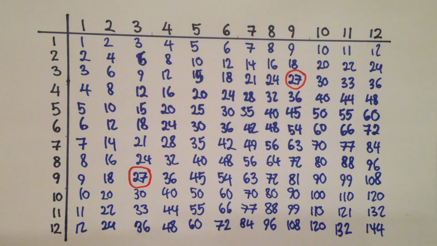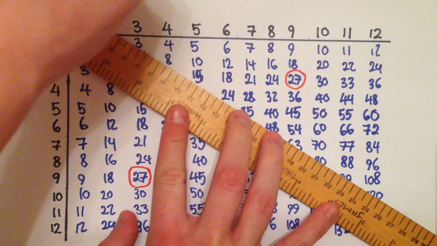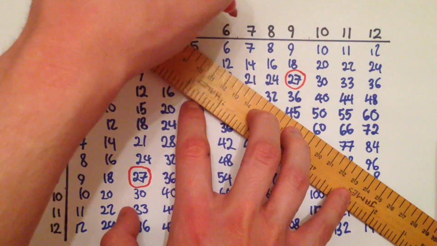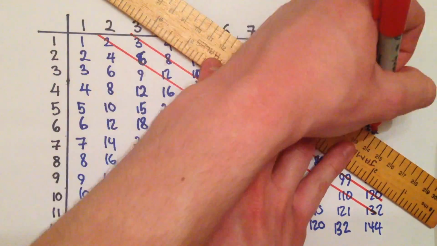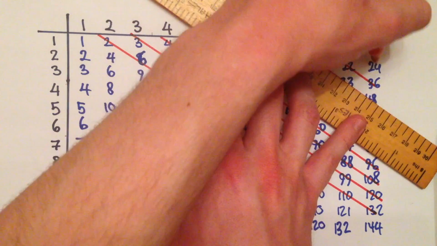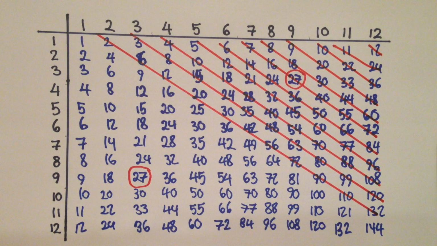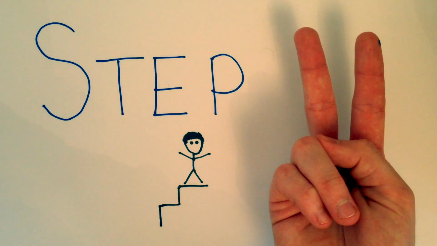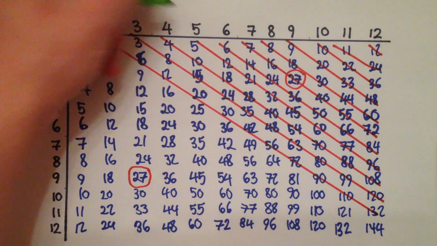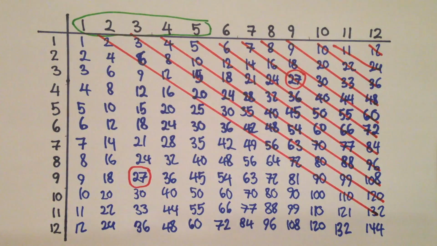And similarly, 3 times by 9 is also 27. It doesn't matter which order you put the numbers in, the answer is still the same. And this is true for all the numbers in the table. As a result, we only have to learn half the numbers in the table, and this makes our job a lot easier.